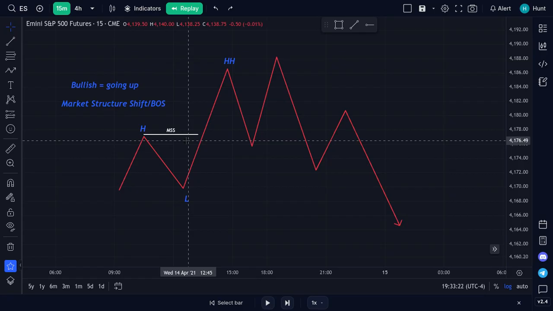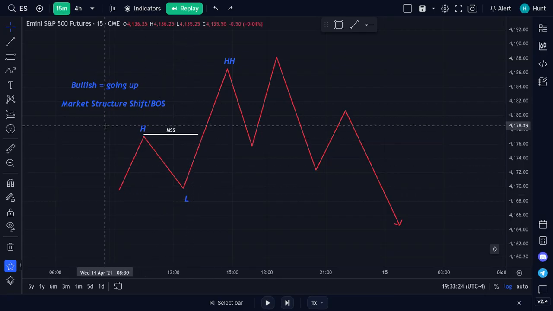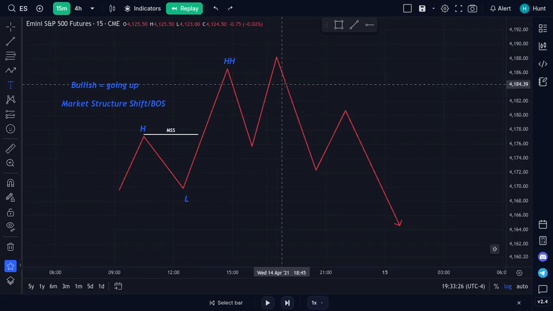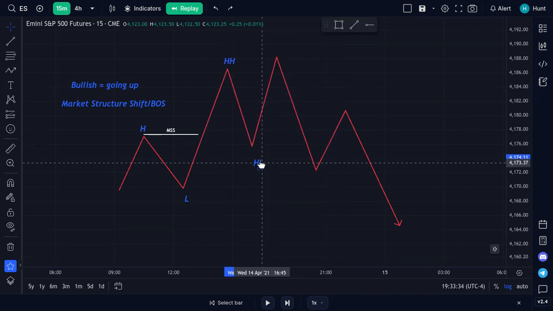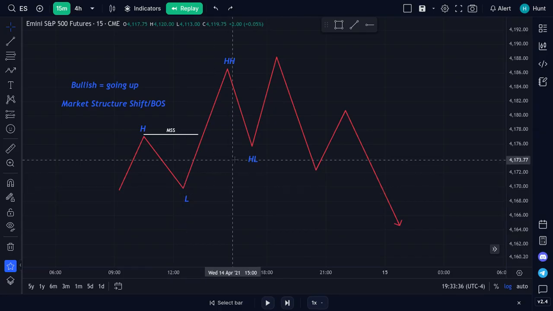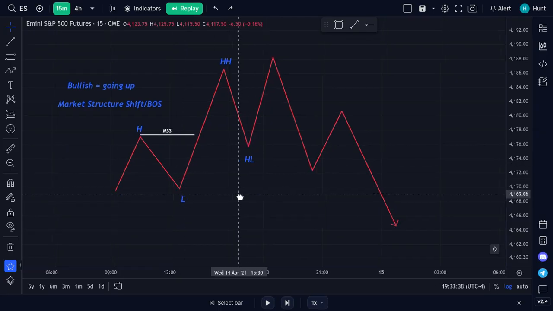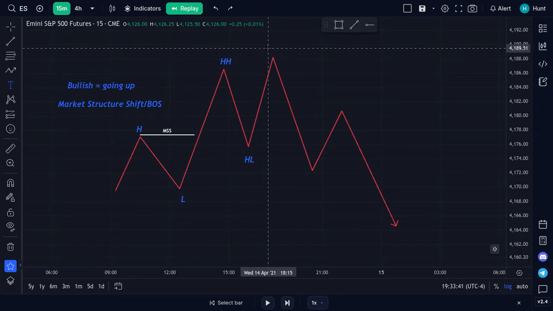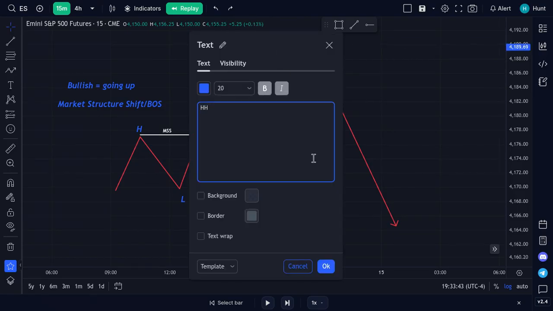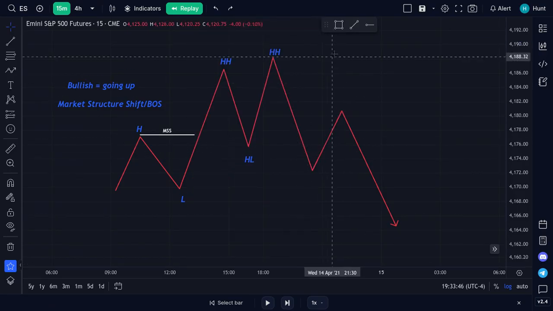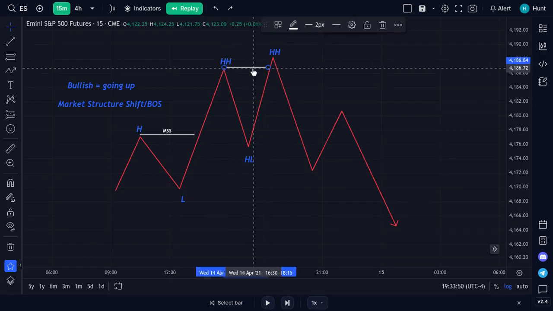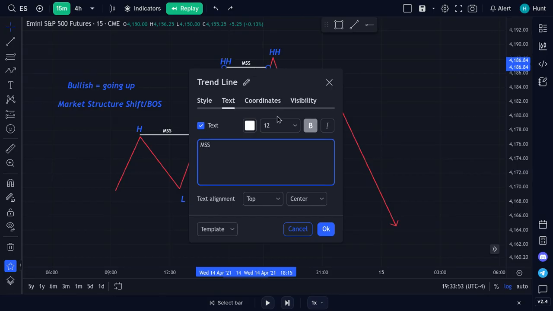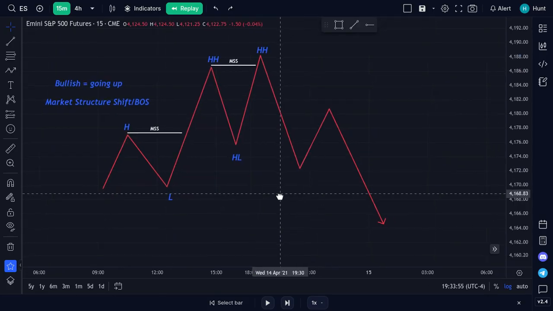All right, so now we're going to look at it on the other end. So we have a higher high. What do we have here? We have a higher low. Remember, why is this a higher low? Because this low is higher than this previous low. Again, we create a higher high. Remember, when we create a higher high and break the previous high, that is also known as a market structure shift or break of structure.